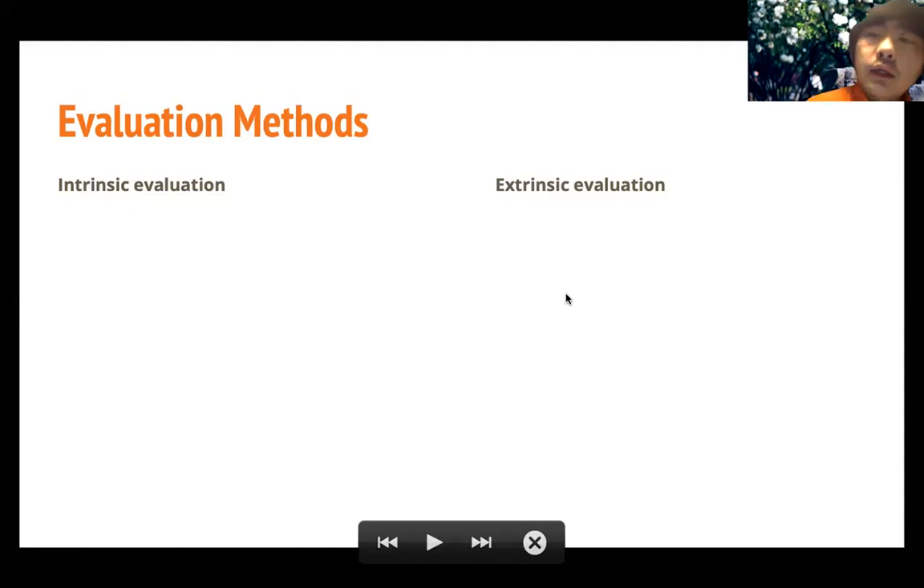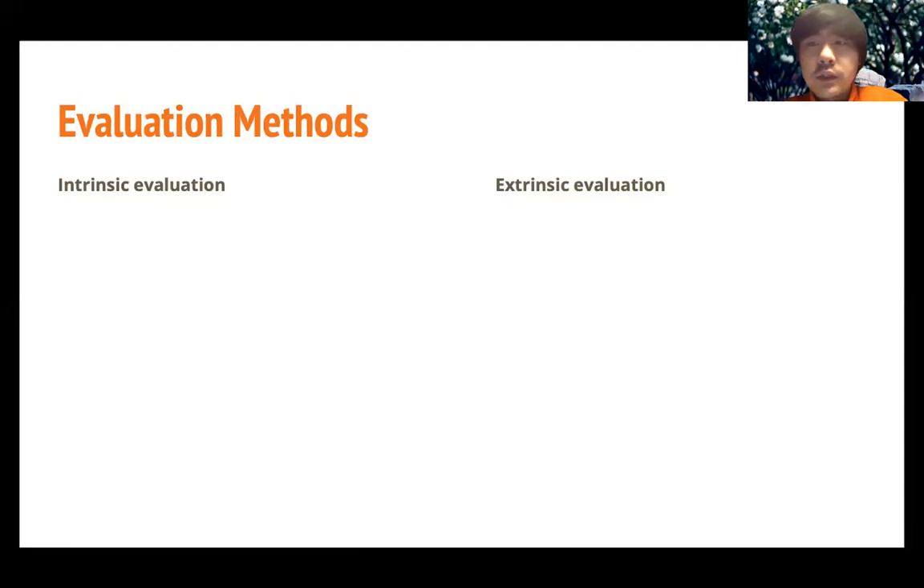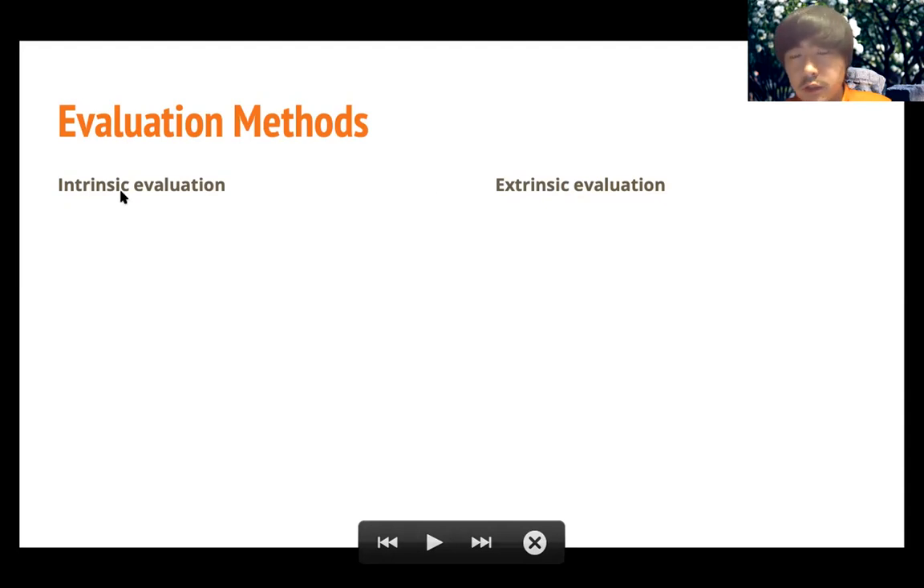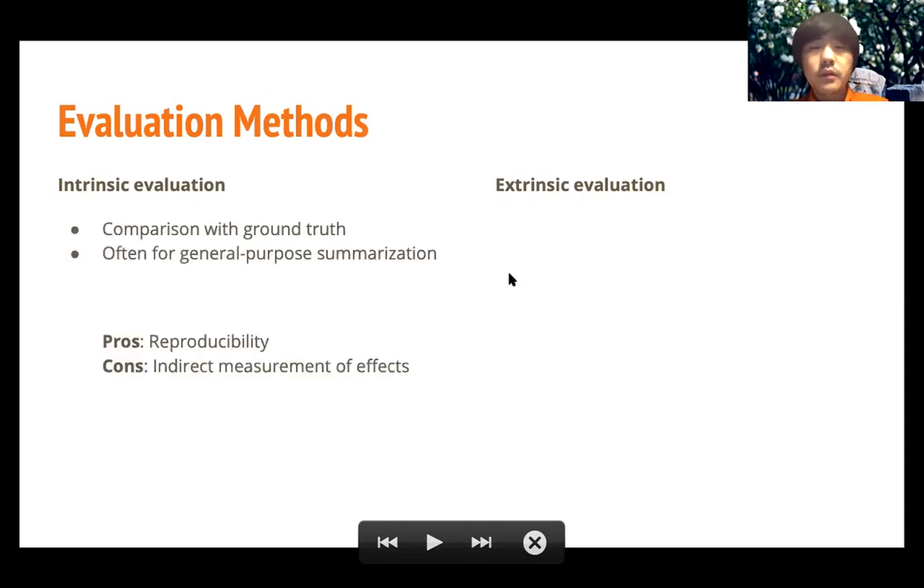Okay, so let's look at how to do the evaluation. There are basically 2 types of evaluation methods for a summarization system. We can do intrinsic evaluation. We can also do extrinsic evaluation. What is intrinsic? Intrinsic evaluation means that we invite some human experts to create some ground truth summaries. Then we just compare a computed summary with a ground truth summary. If the 2 summaries are similar to each other, then we can say that the computed summary is good.